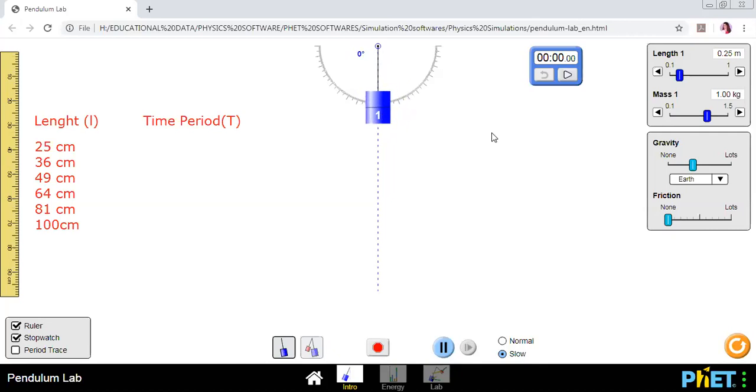Now, before doing that, I will start the timer. This is my timer. I pause it. See, the pendulum is oscillating. Now it will go to the other extreme. Now I will start taking it. I started and I'm going to pause it the moment it comes.